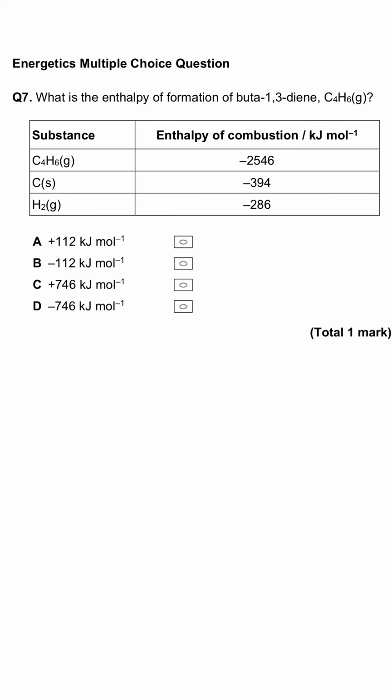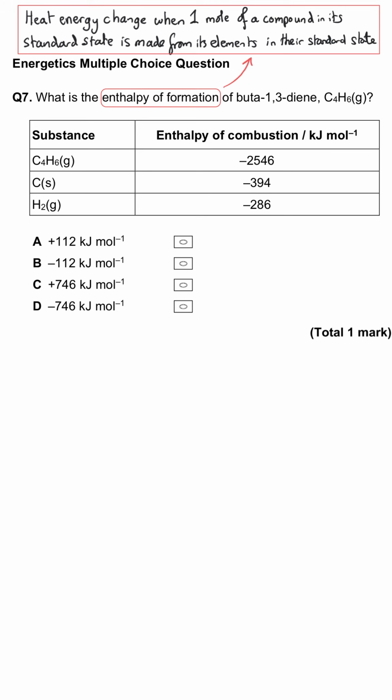What is the enthalpy change of formation of buta-1,3-diene, which has got the formula C4H6? Well, the enthalpy change is the heat energy change when 1 mole of a compound is formed in its standard states from its elements in their standard states.